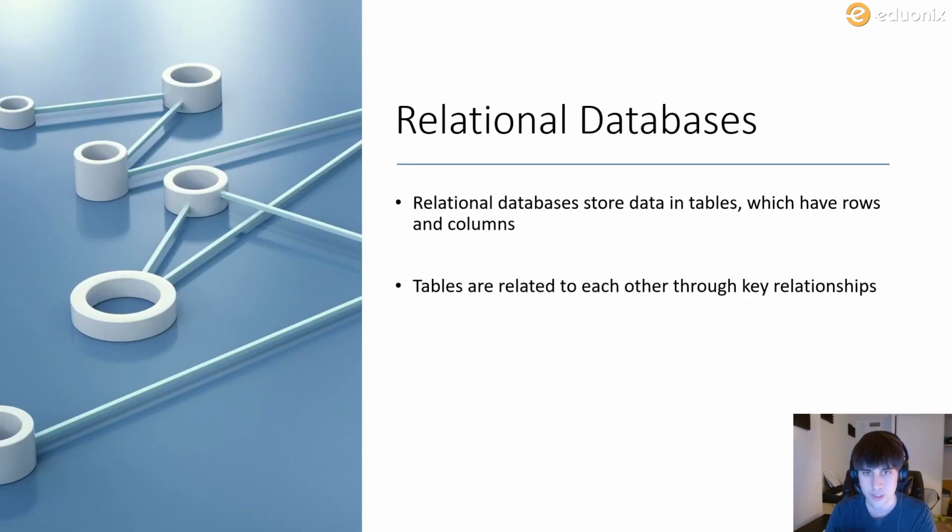So starting off with relational databases. Relational databases are going to store data in an object known as a table. A table has rows and columns, much like a traditional table would have for storing data. And the general idea of these rows and columns is that each row represents a single data point, and then each column is a descriptor of that data point.